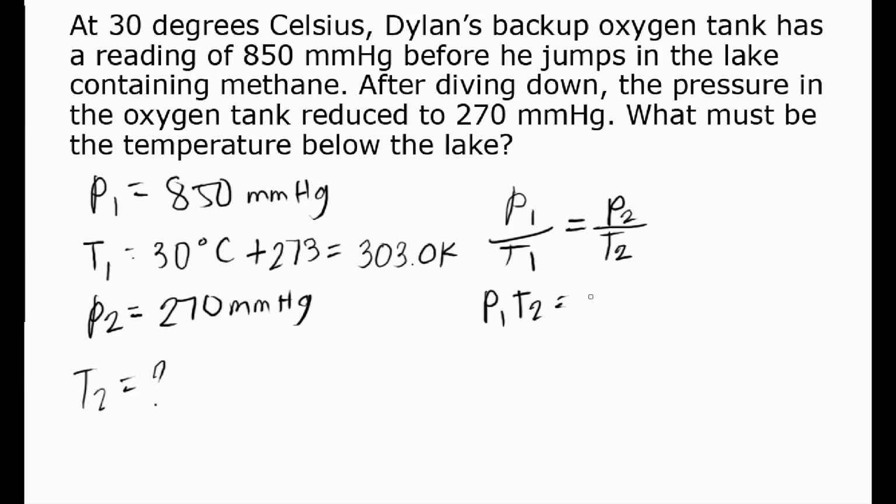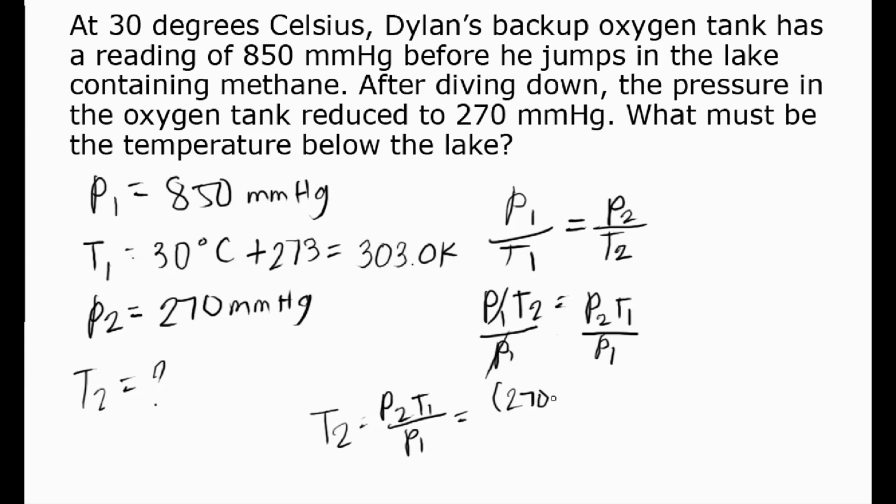P1 times T2 is equal to P2 times T1, and we need to isolate T2, so divide both sides by T1, and T2 is now P2 times T1 over P1. By substituting, we will have 270 mmHg times 303 kelvins, all over 850 mmHg.